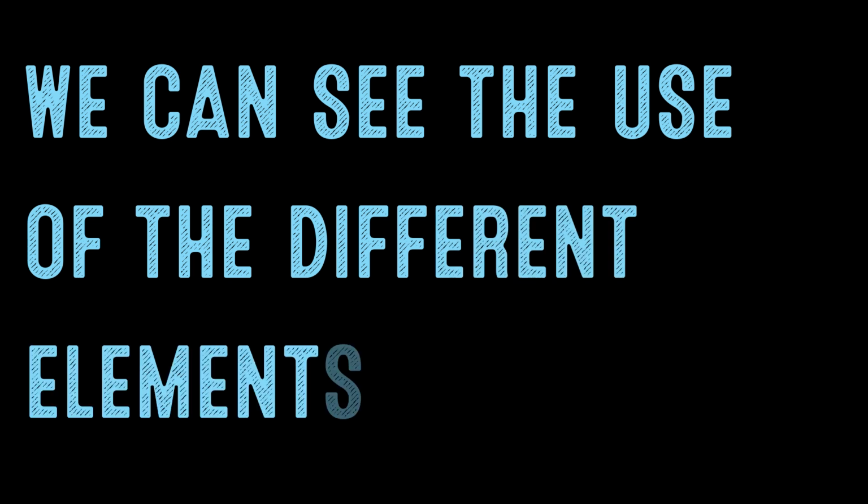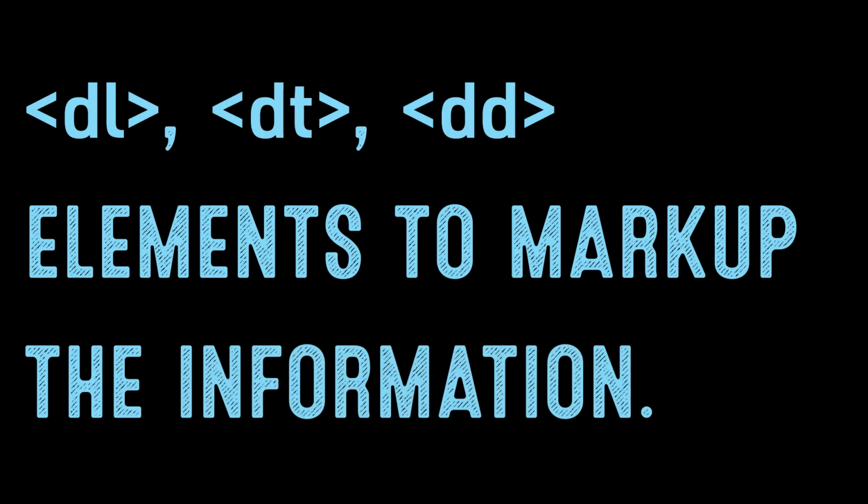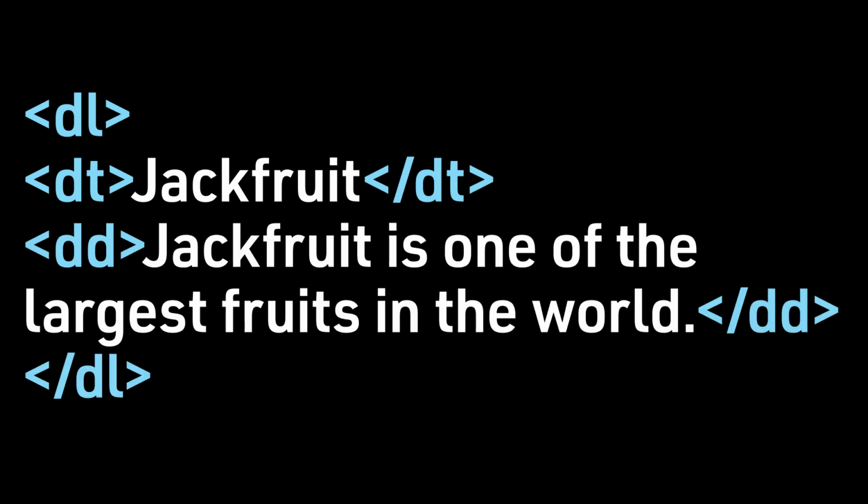We can see the use of the different elements in this example of jackfruit. You can see how you would use the DL, the DT, and the DD elements to mark up the information. DL opening tag, DT opening tag, jackfruit, DT closing tag, DD opening tag, jackfruit is one of the largest fruits in the world, DD closing tag, DL closing tag.